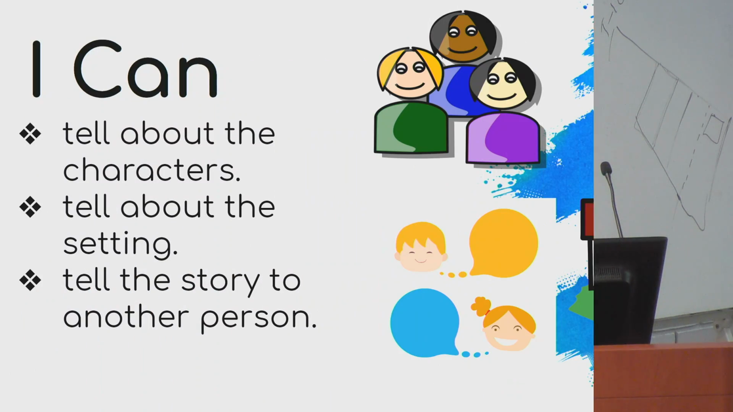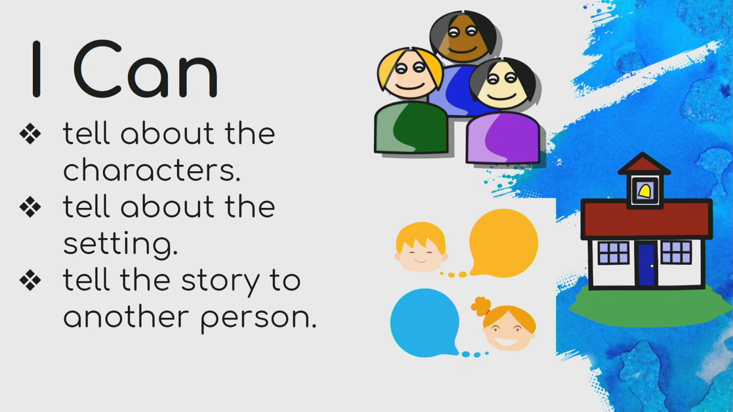So today we have the I can statements, and at the end of the lesson you're going to be able to say, I can tell about characters in the story, that's the people or the animals in the story. We're reading a story with animals today. I can tell about the setting of the story. That means you can talk about where the story happened, and you can tell another person what happened in the story. So those are our 3 goals for today.